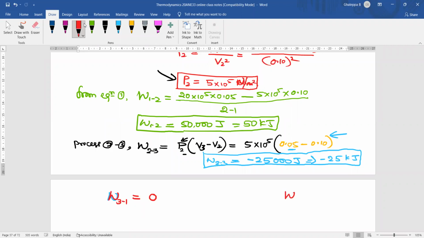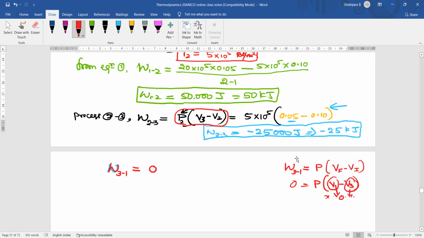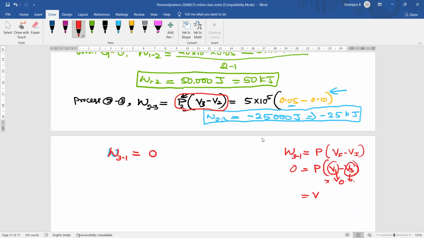W3 to 1 is equal to pressure into final volume minus initial volume. Pressure, some value, multiplied by final volume V1 minus initial volume for the process V3. V1 and V3 are both the same, 0.05. 0.05 minus 0.05 is 0, so the value will be 0. Sometimes we use the equation V into dP in the second law of thermodynamics.